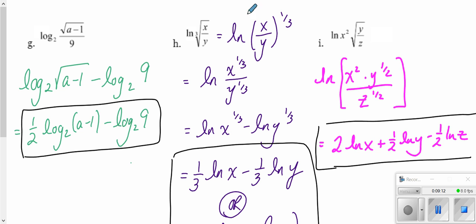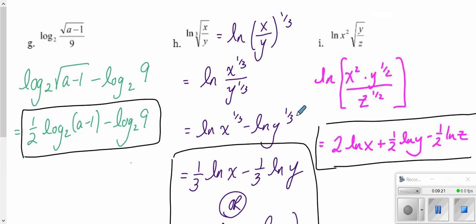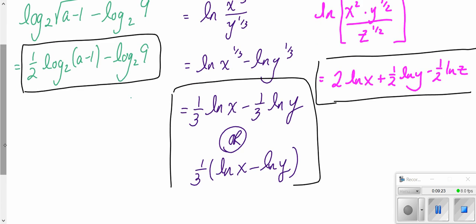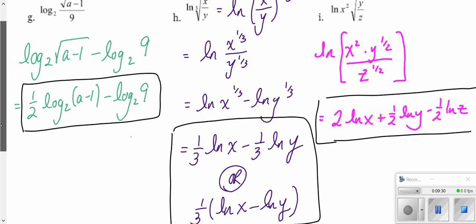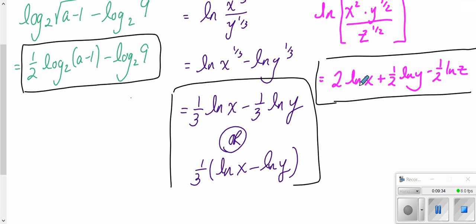Here, right, the cube root is to the 1/3 power. You can write that separately on each piece, and then you could subtract. And it doesn't matter on question H if you leave the 1/3 on each part, or if you factor the 1/3 out. It kind of depends what order you think of things in. Over here, all of these exponents end up coming down in front as multipliers of their individual pieces. So you should have a 2 with your natural log of x. You should have a 1/2 with your natural log of y.